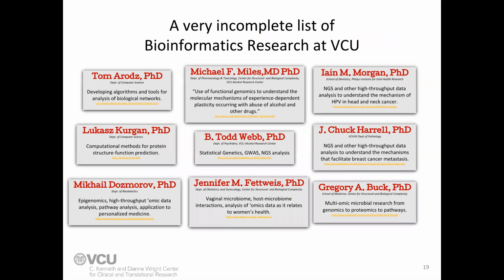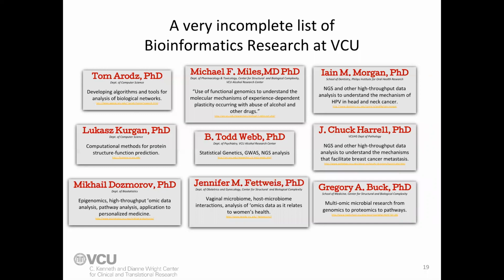So this is just a rather incomplete list of bioinformatics research at VCU, and the point I want to make is just the interdisciplinary nature of bioinformatics. We have Dr. Aradz and Dr. Kurgan, who are actually in the computer science department, who focus on the theoretical aspects of bioinformatics algorithms. Then Dr. Dosmarov is in the Department of Biostatistics. We have Dr. Miles from the Center for Structural and Biological Complexity, as well as Dr. Fetwace and Dr. Buck, who are also from that center.